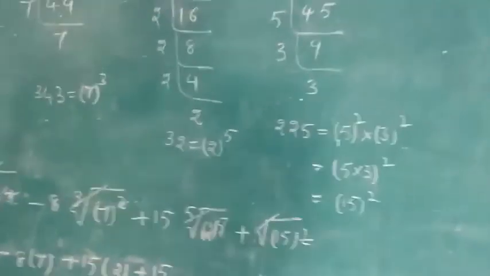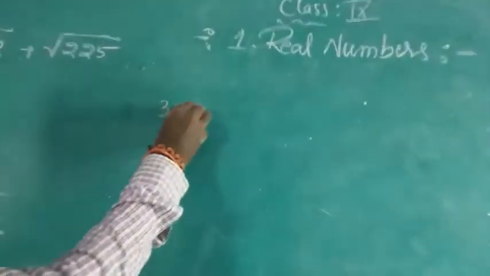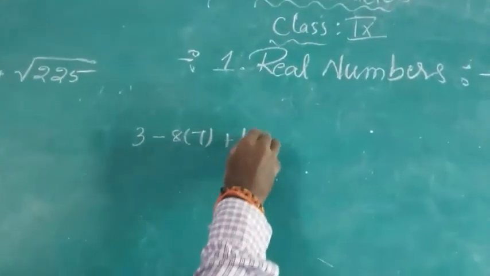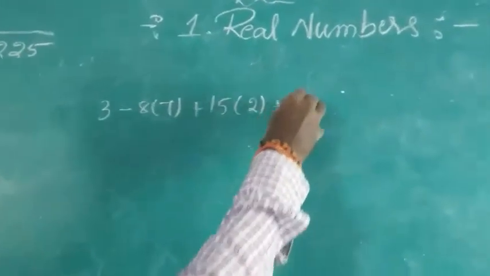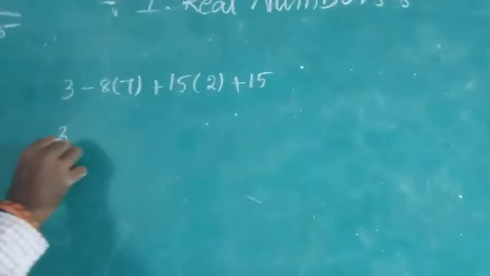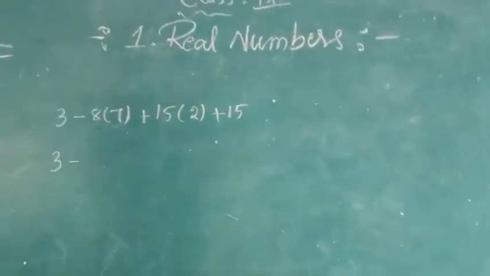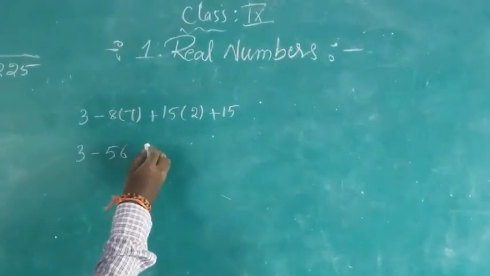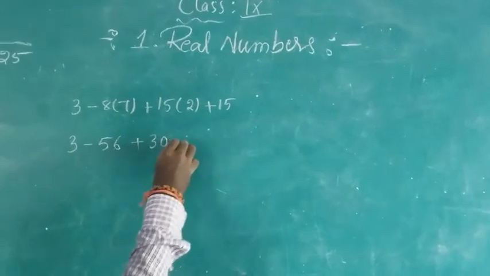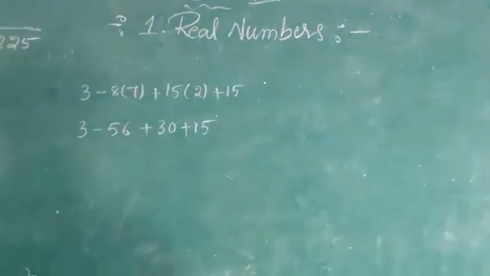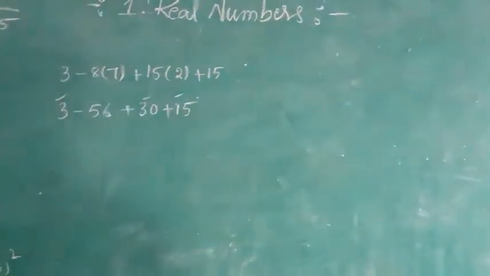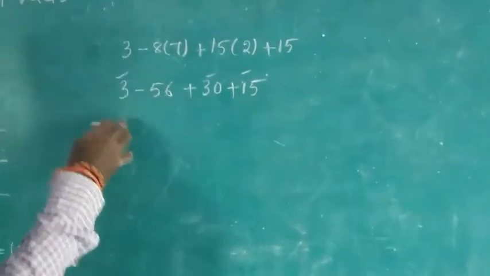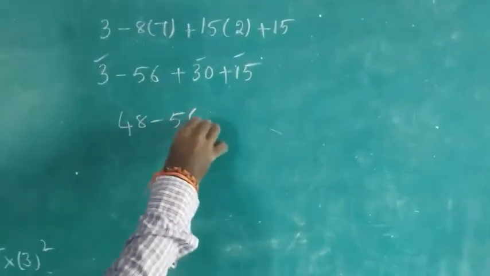So let me write now, so that you are understanding the purpose. 3 minus 8 into 7 plus 15 into 2 plus 15. So 3 minus, 8 7s are 56. So 15 2s are 30 plus 15. See, plus symbols are adding. So what will you get? 30 plus 15, 45, 45 plus 3, 48 minus 56.